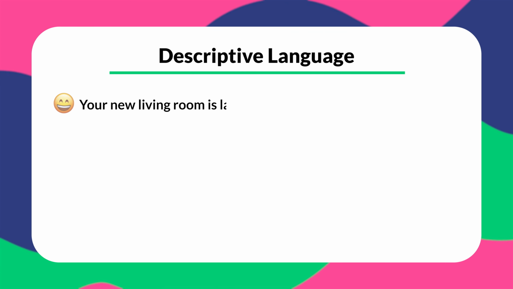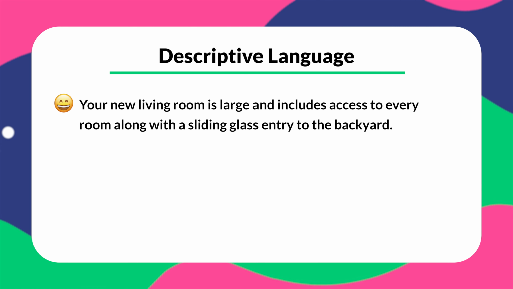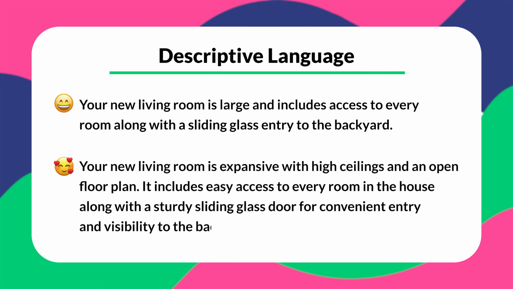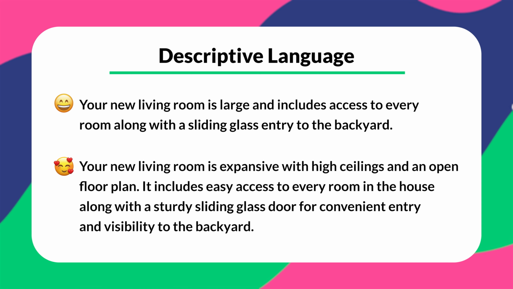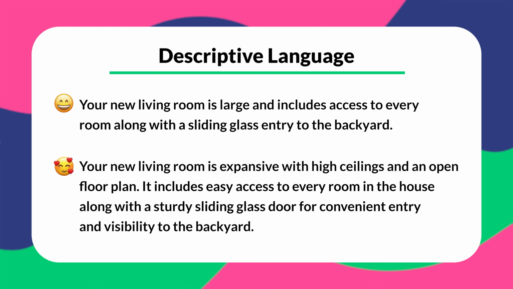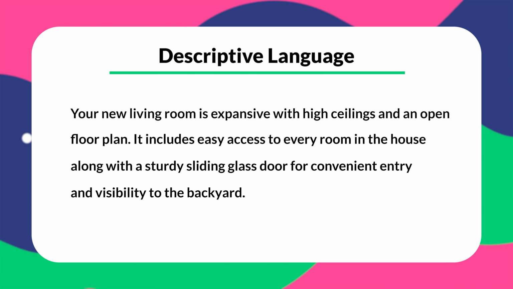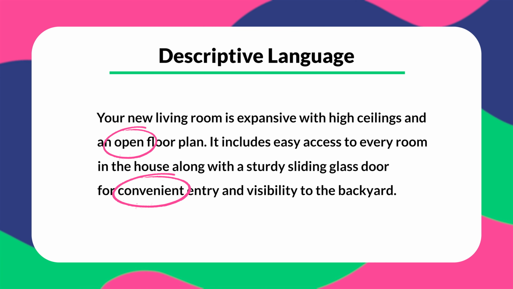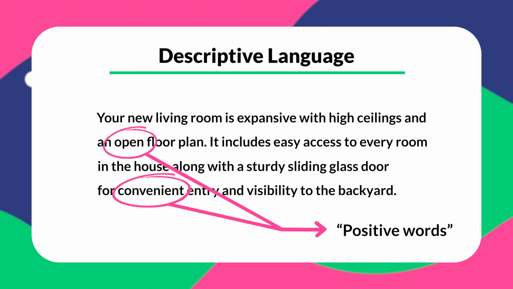You can take it from, "Your new living room is large and includes access to every room along with a sliding glass entry to the backyard," and we spice it up a little bit to say, "Your new living room is expansive with high ceilings and an open floor plan. It includes easy access to every room in the house along with a sturdy sliding glass door for a convenient entry and visibility to the backyard." By adding phrases like expansive, open, easy access, you help your prospective tenants visualize this space. So think of words that positively resonate with you when you think of a home. Maybe words like open and convenient will help convey not only what the actual space is like, but they also entice the prospect and appeal to their emotions.